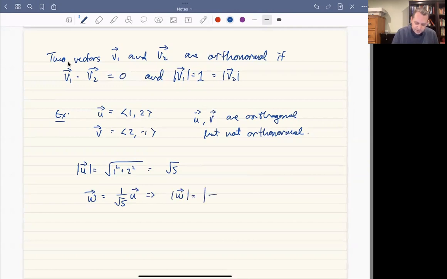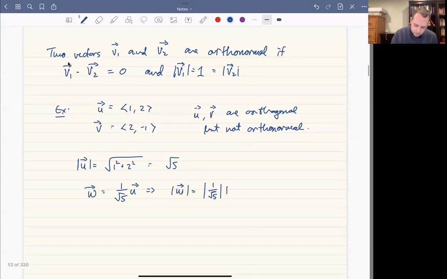you take the absolute value of your dilation factor. Okay, so 1 over square root of 5. So the direction that it faces, whether it's in the forward or negative direction, is not going to matter as far as the length goes, times the length of u. And so this is 1 over square root of 5 times square root of 5, which is 1. And indeed, we can check that 1 over square root of 5 times u is going to be (1 over square root of 5, 2 over square root of 5).